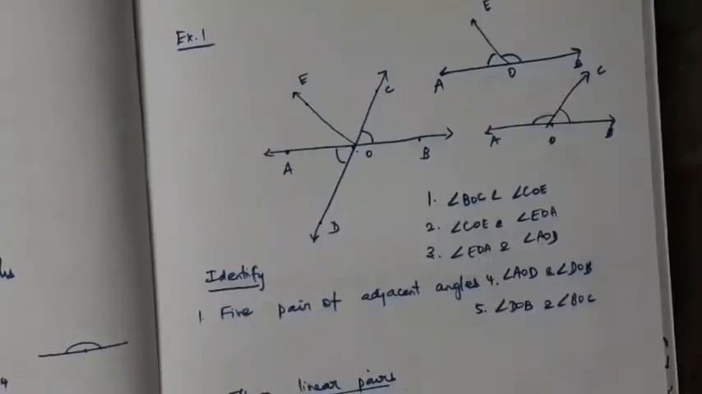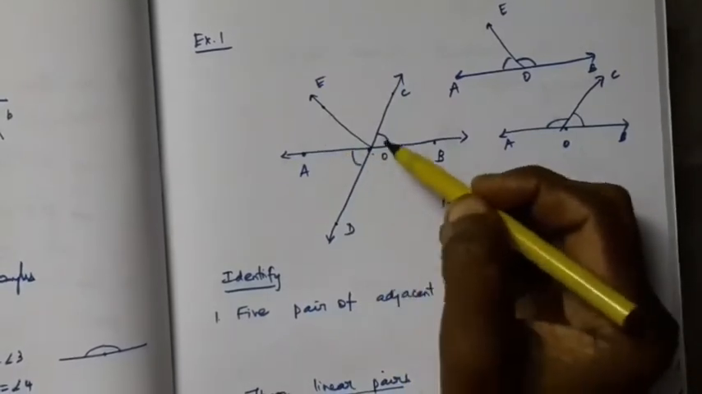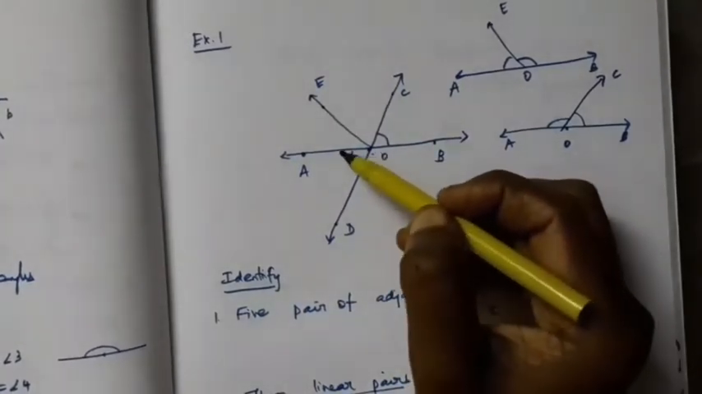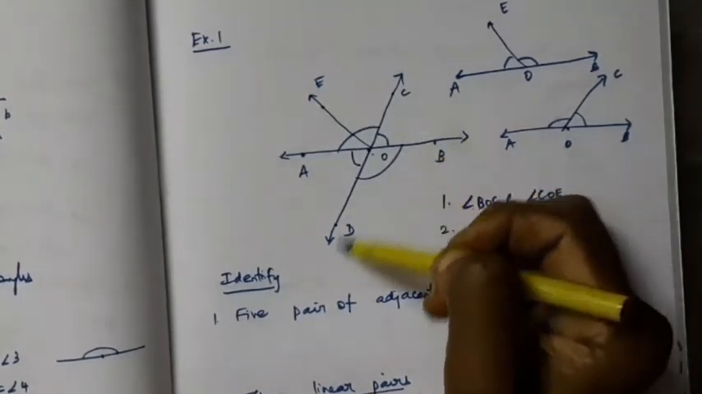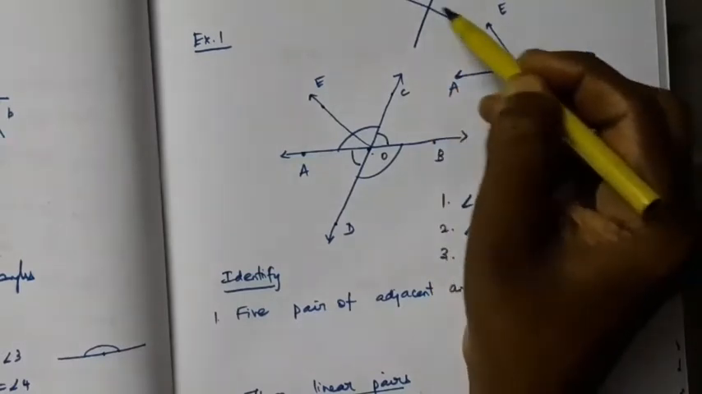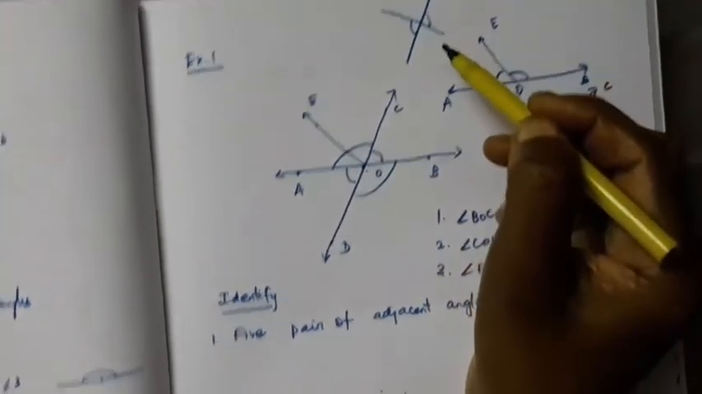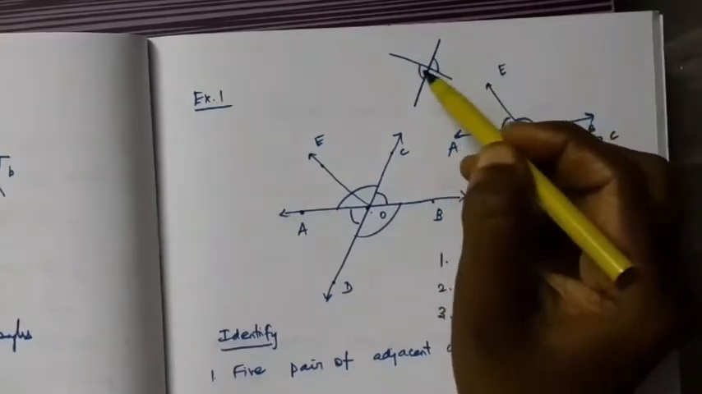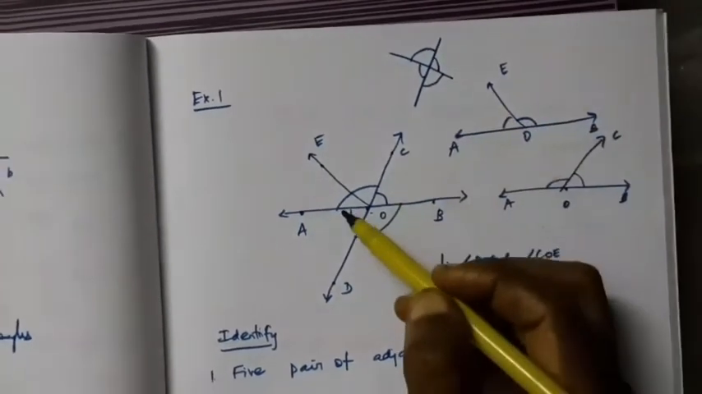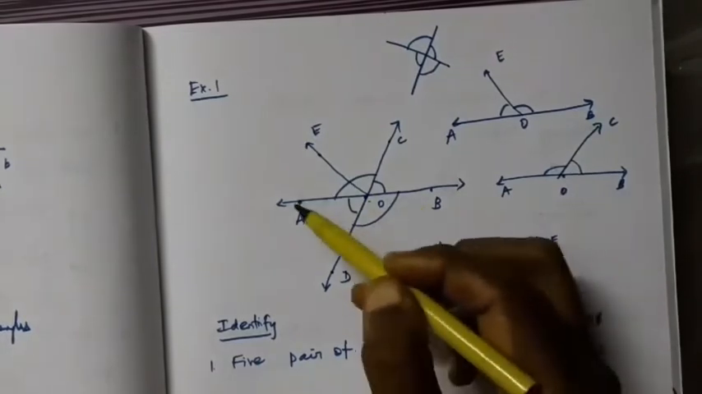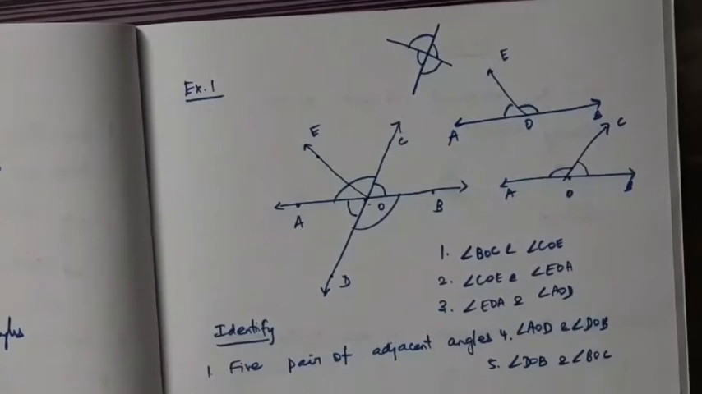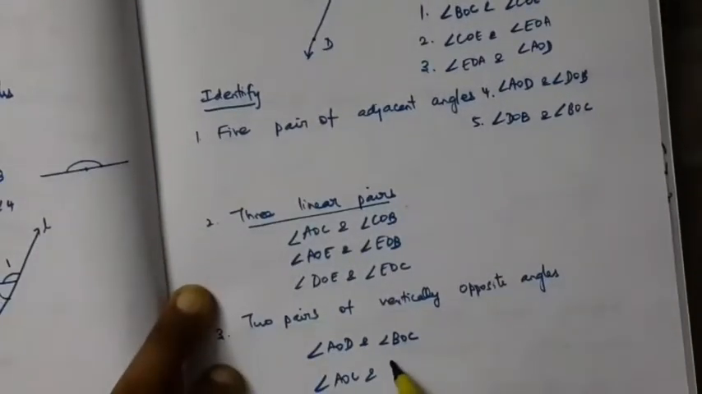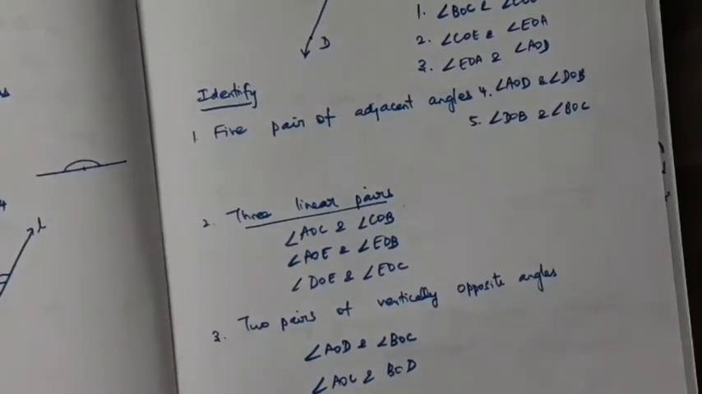This is 1 pair. What is another pair? This and this are another pair, since these 2 lines cross each other. So here is another pair, which is AOC and BOD. These are 2 pairs of vertically opposite angles.